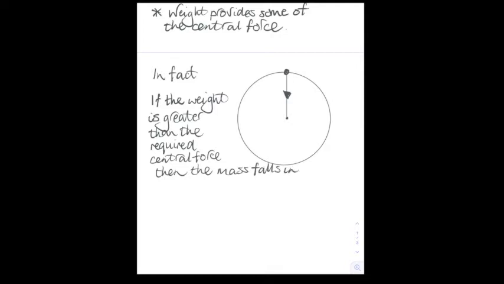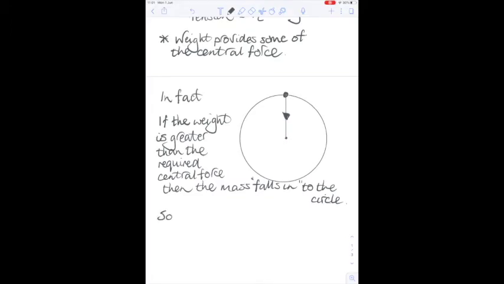Maybe you want to pause that and think about that again. If the weight is greater than the required central force, then you've got too much inwards force, if you like, and the mass will fall into the circle. So there's a minimum speed really that you need to keep an object moving at, to keep it in a vertical circle. If it's going too slow, the circle will collapse, because your central force has to be at least as big as the weight of the mass.